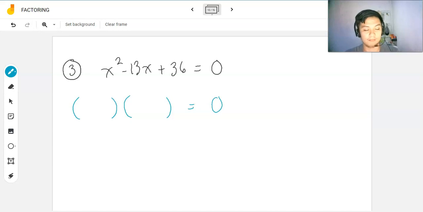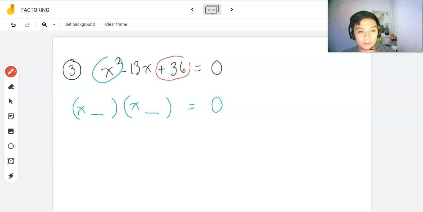So, sa bawat binomial factor, ang first term ay x. Kasi nga, the square root of x squared is just x. And then we have to think of the terms that will complete these binomial factors. So, two constants yan. What will be our clues? Again, we just have to look at the constant term and the middle term's coefficient.